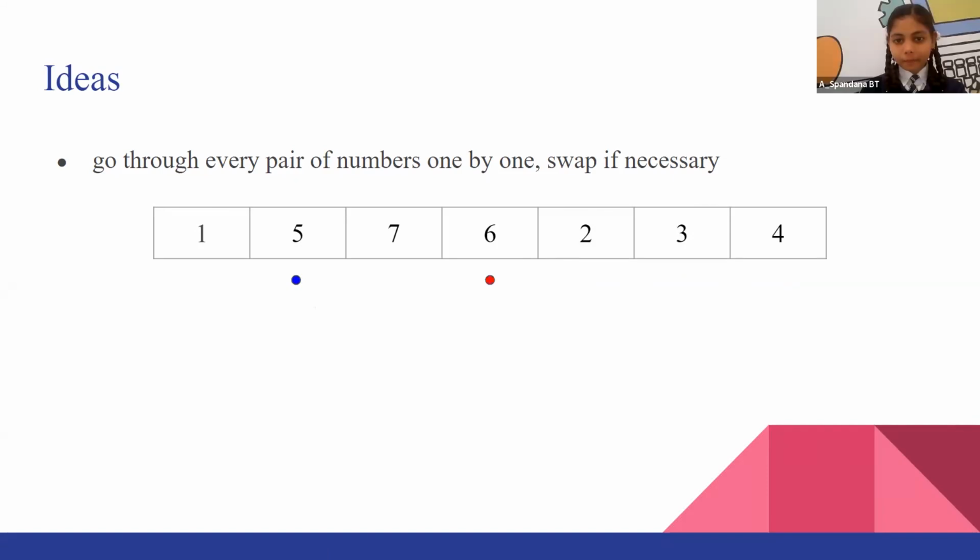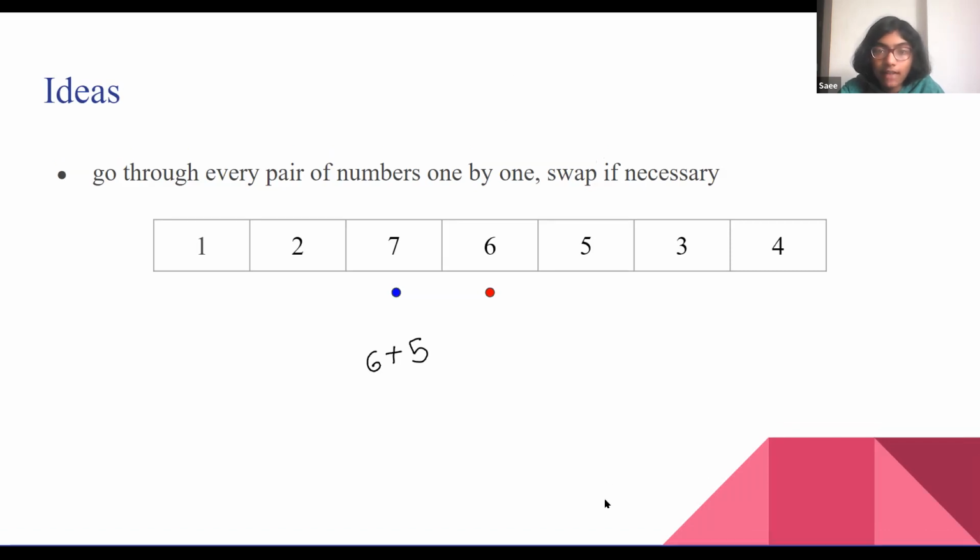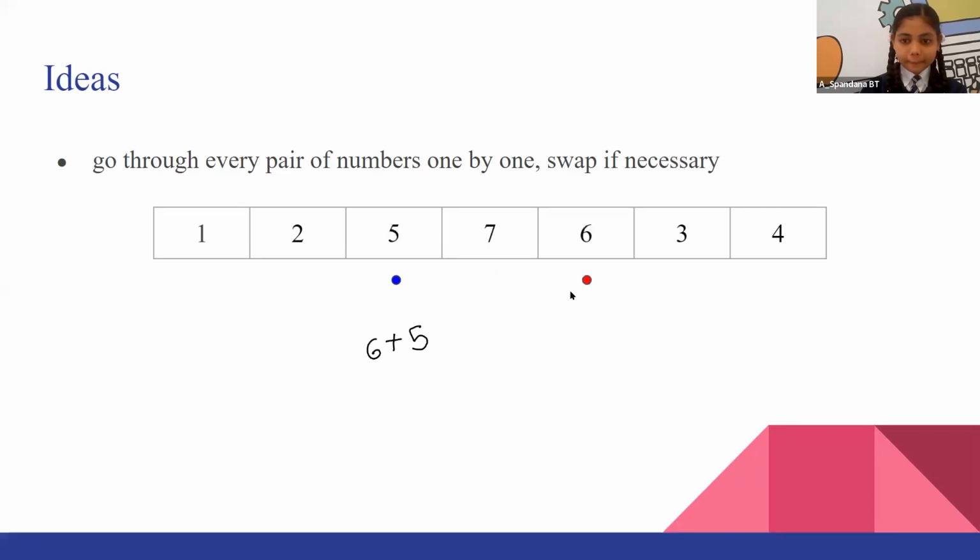Spandana? 5. Awesome. 1, 2, 3, 4, 5. So we had 6 plus 5. And now when the blue is at the third place, how many values will we have to go through? 4. Does that make sense?